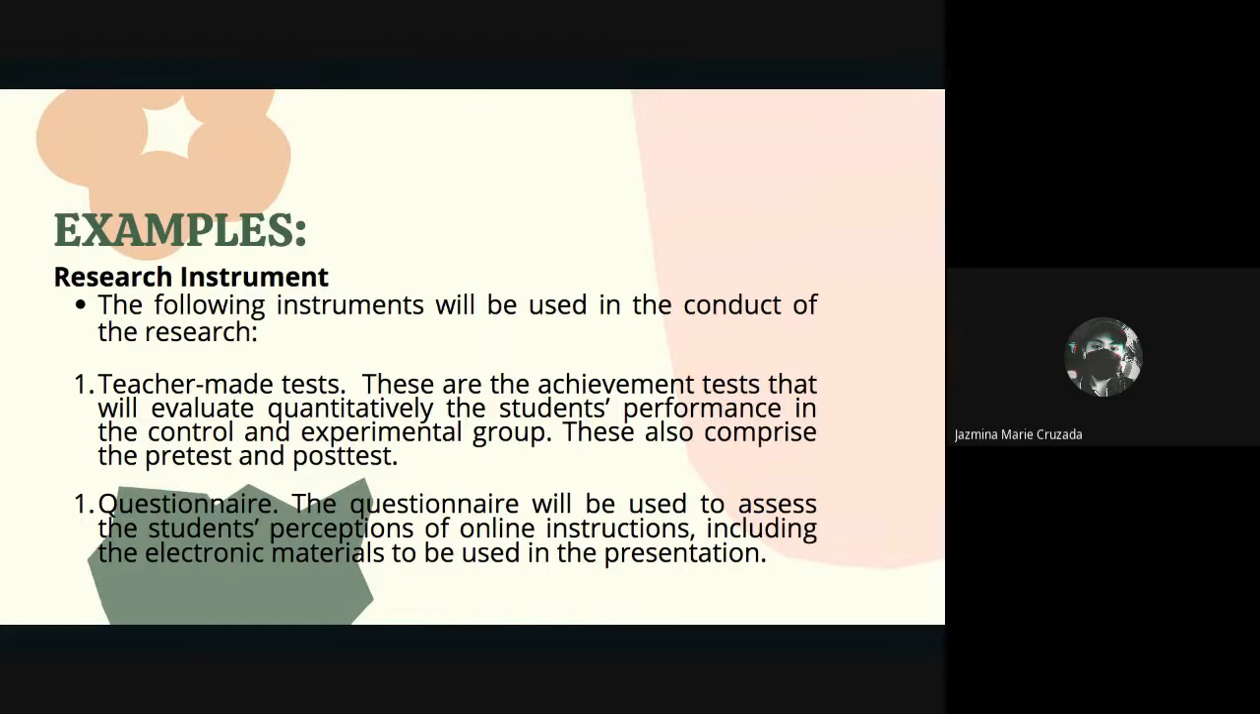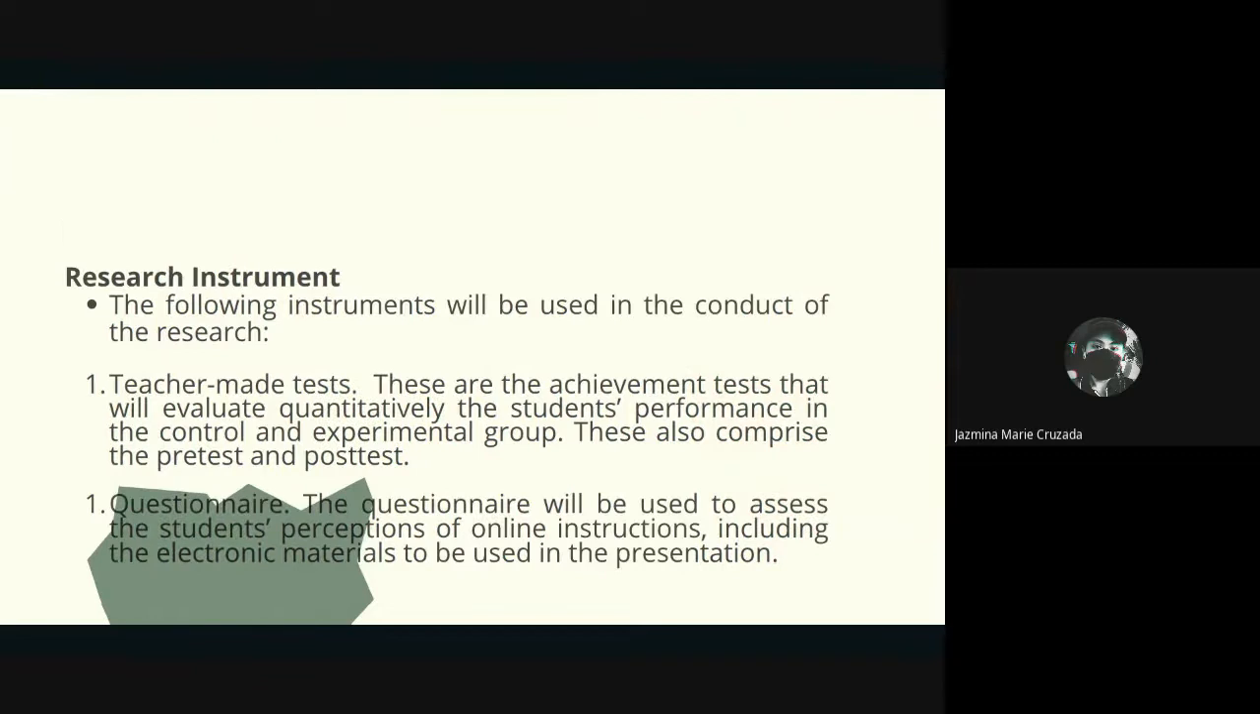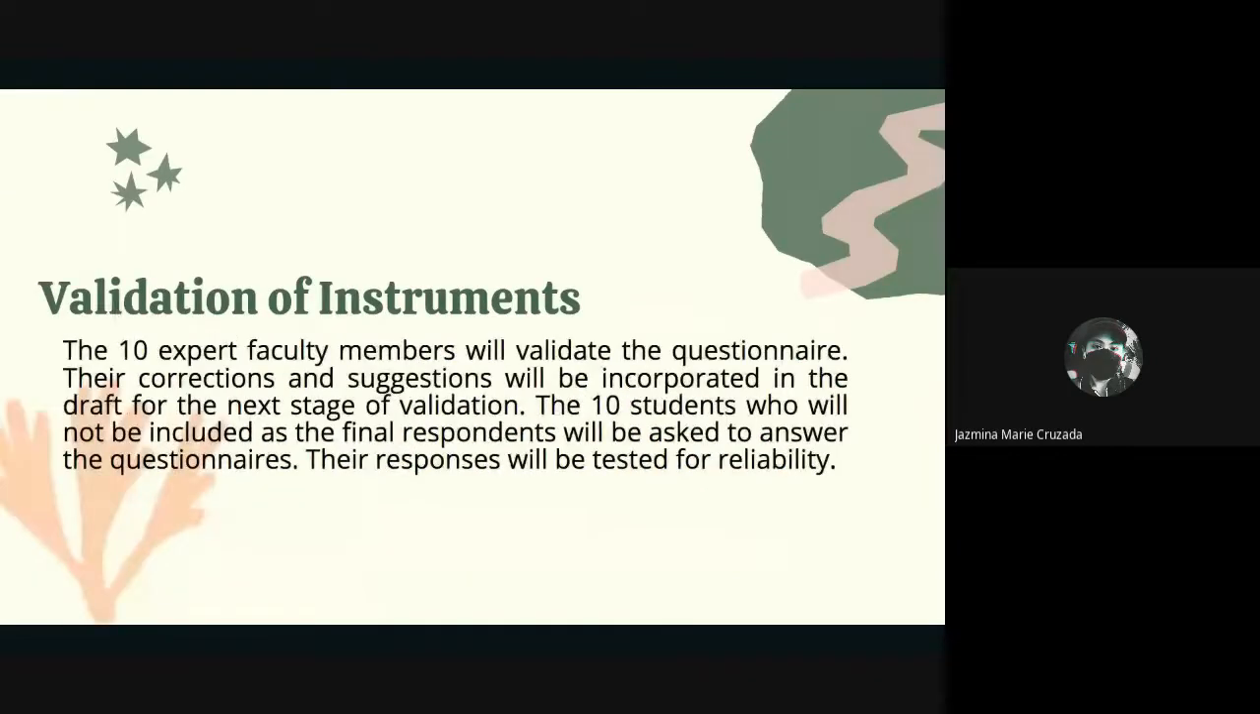So, next slide. Validation of instruments. So, the 10 expert faculty members will validate the questionnaire. Their corrections and suggestions will be incorporated in the draft or for the next stage of validation. The 10 students who will not be included as the final respondents will be subject to answer the questionnaires. Their responses will be tested for reliability.